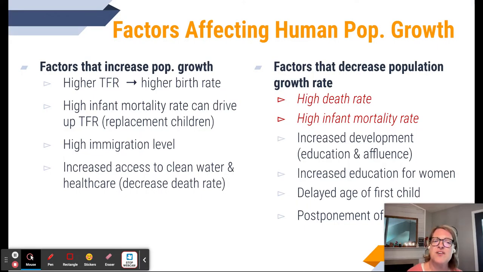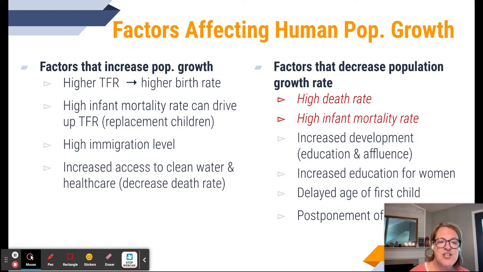All right, so looking on the other side, some factors actually decrease population growth rate. Obviously, a high death rate, a high infant mortality rate, and increased development, both with education and affluence. We saw that in our 3.7 notes.